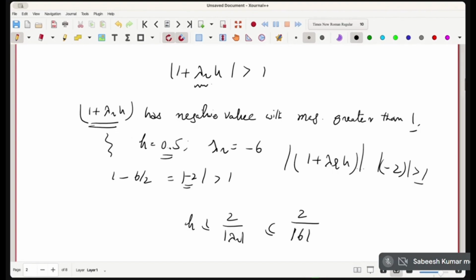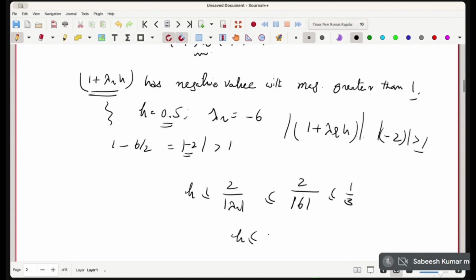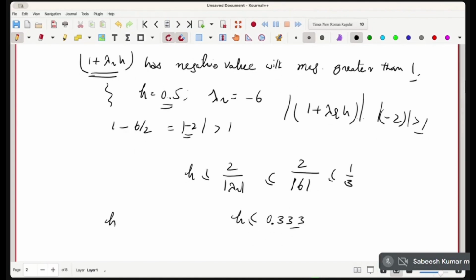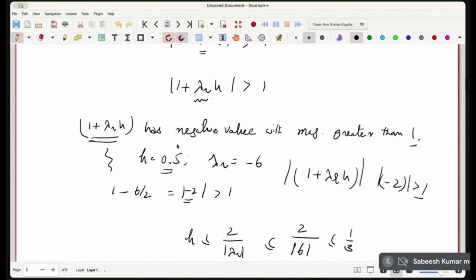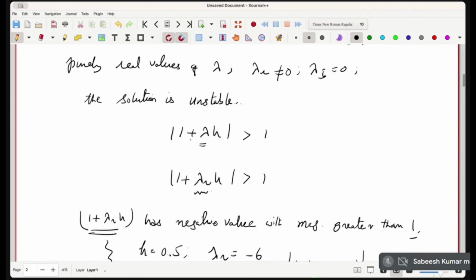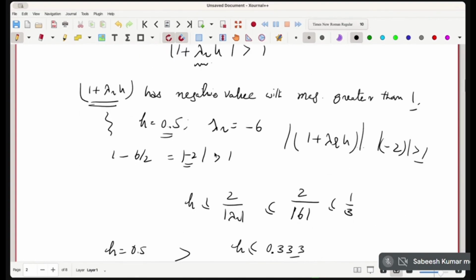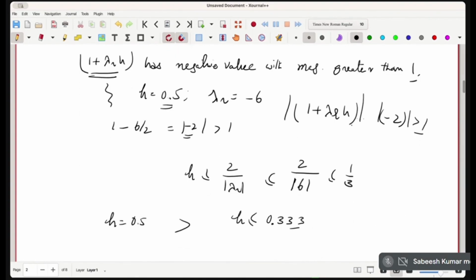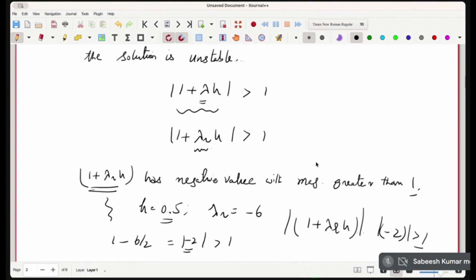That means h should have been taken as 0.333, right? But I have taken h to be equal to 0.5, which is greater than this value. So that's why we say that the solution is unstable, because the magnitude has come out to be greater than 1. If I had taken it to be 1 by 3, then things would have been below 1 and it would have converged.